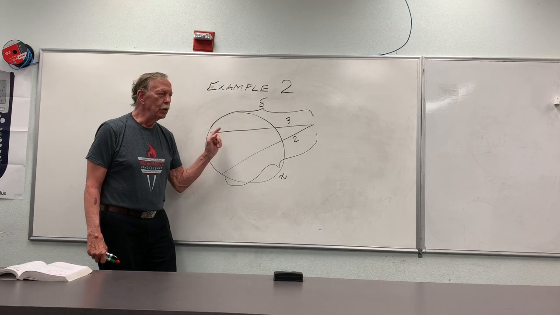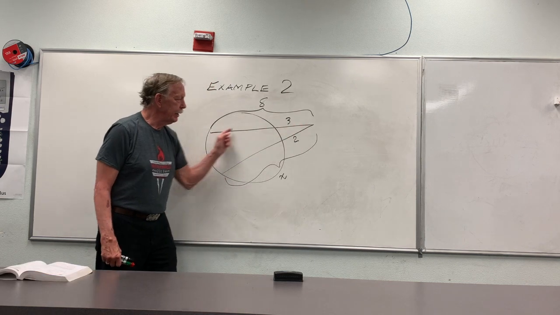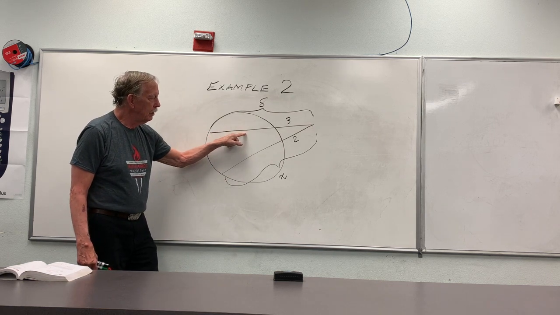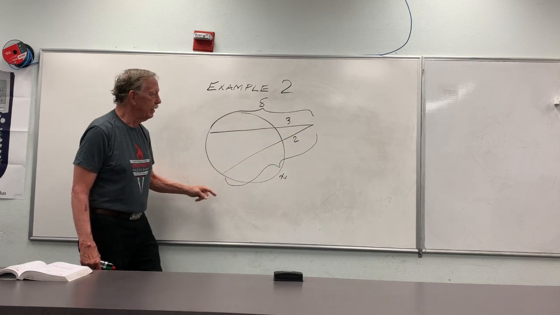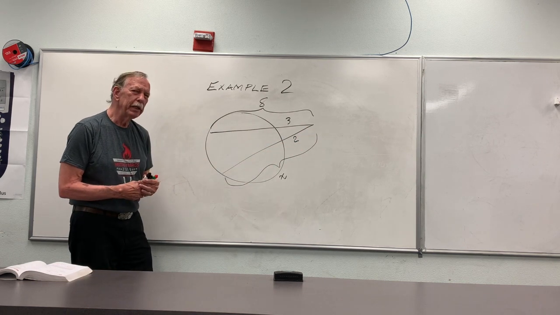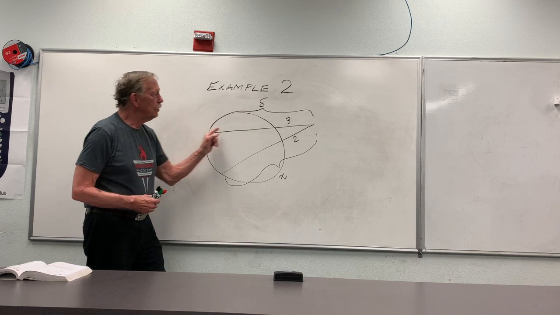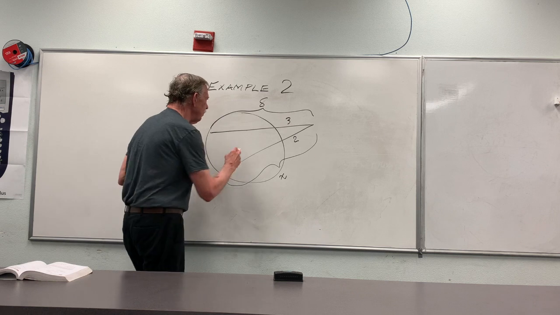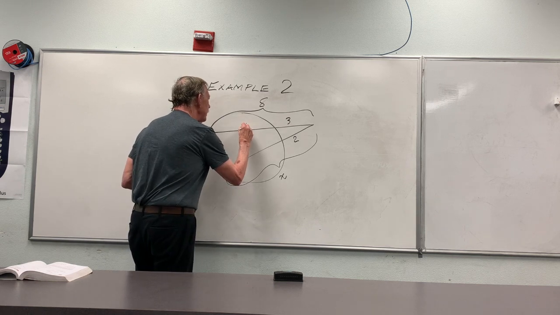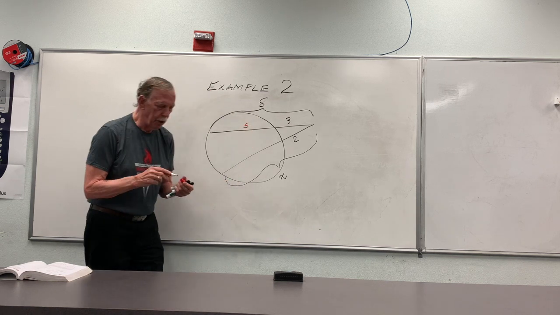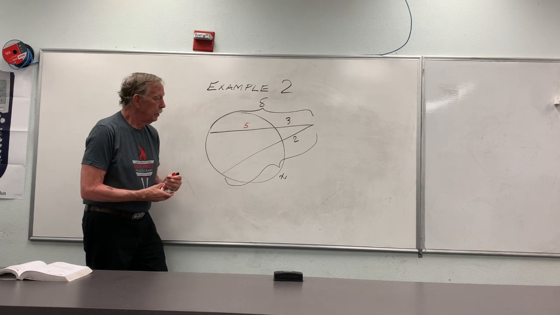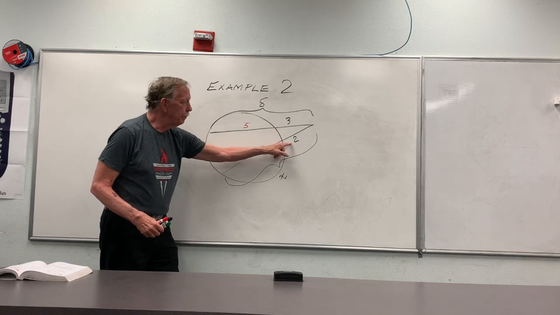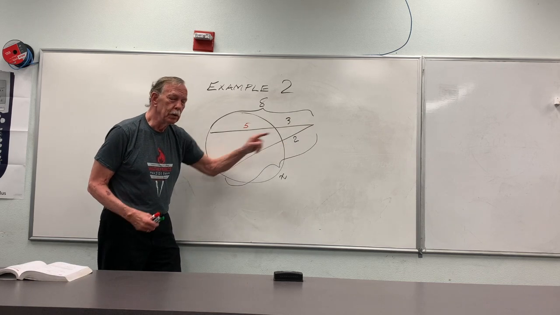In example 2, we have two secants, and we'd like to find out how long this piece is and how long this whole secant is. Let's see if we can do this. Well, if this whole secant is 8, then clearly this piece is 5. Now we're not going to use that in the computation, but we can find it. Here, the whole secant is x, and the piece outside is 2.